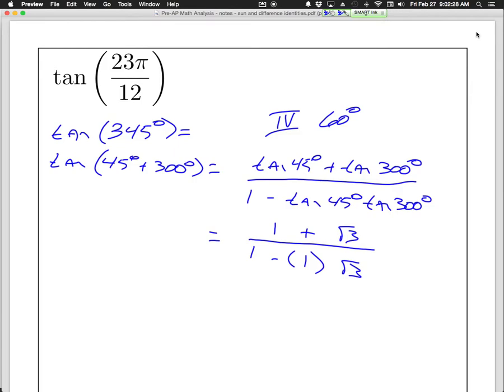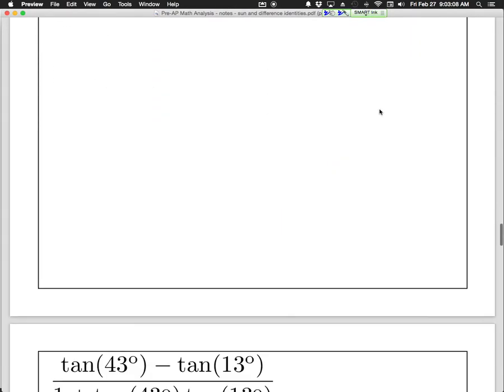And then is it positive or negative? It is negative, because what is my letter for quadrant 4? C. So those have to be negative. So I'll clean that up a little bit. I have 1 minus the square root of 3 over 1 plus the square root of 3. And what is it that equals that? Tangent of 23 pi over 12. Okay, it's just a matter of plugging in and evaluating your trig functions.